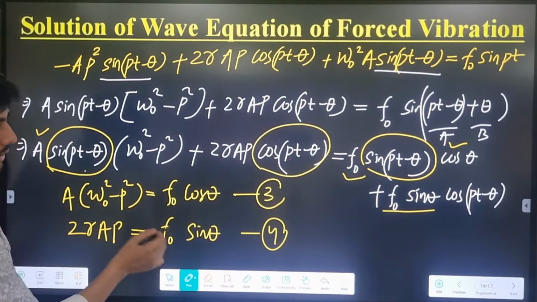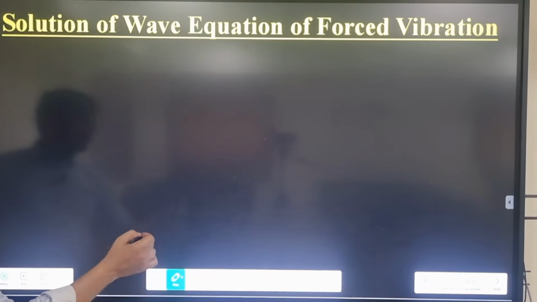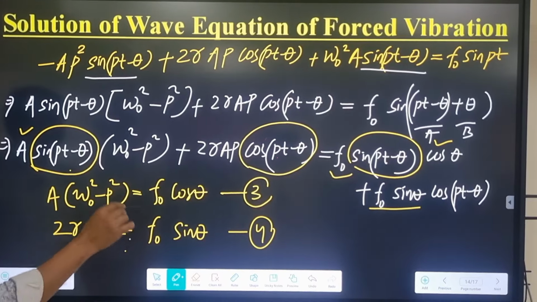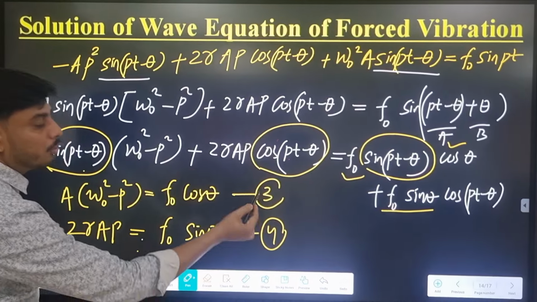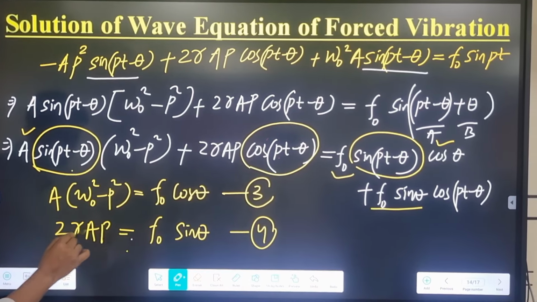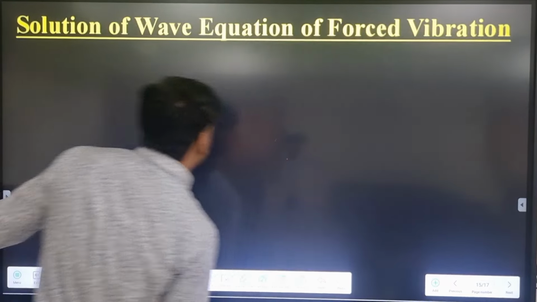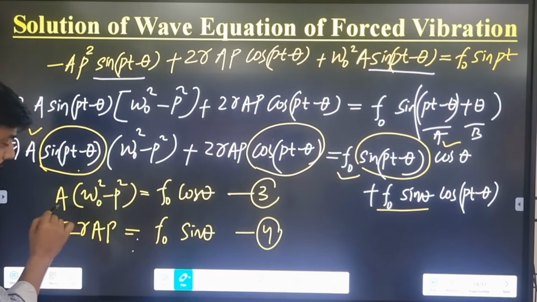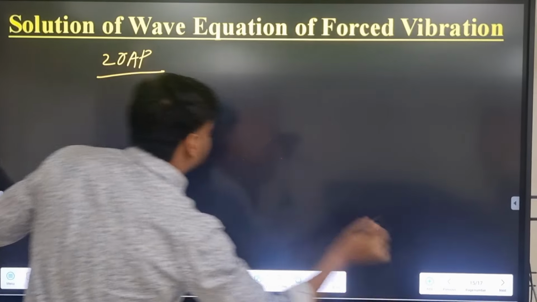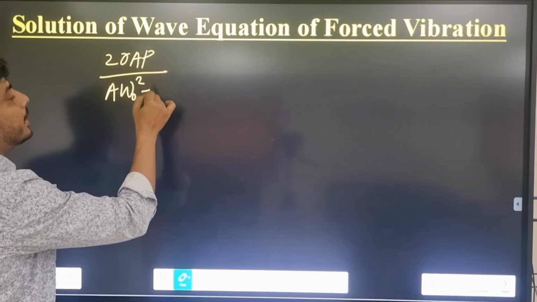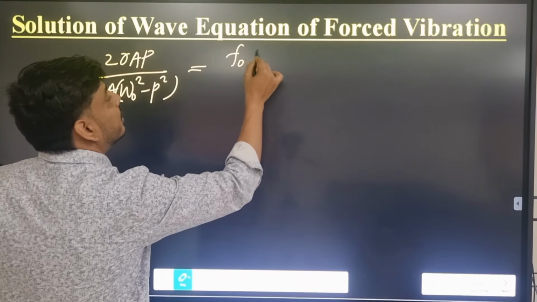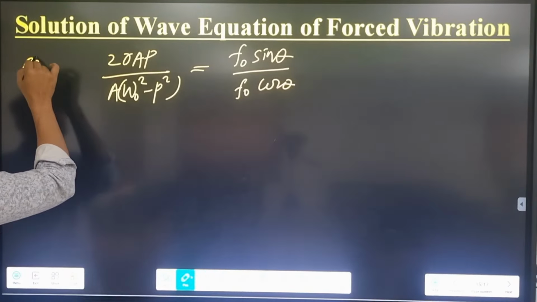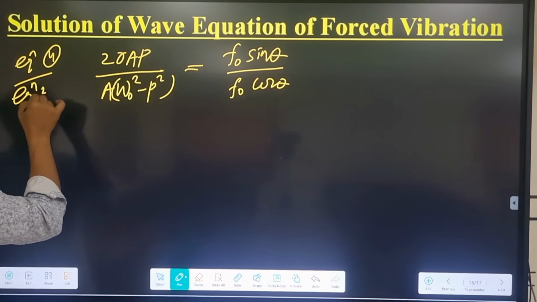So if we square and add, you can see a omega naught square minus p square and this much. If we divide equation 4 by equation 3, this will be 2RAP divided by this term, a omega naught square minus p square, equal to f naught sine theta divided by f naught cos theta. So here we just divided equation number 4 by equation number 3.